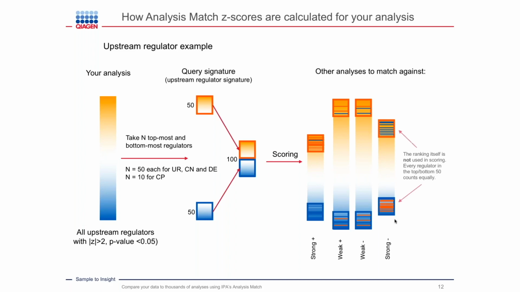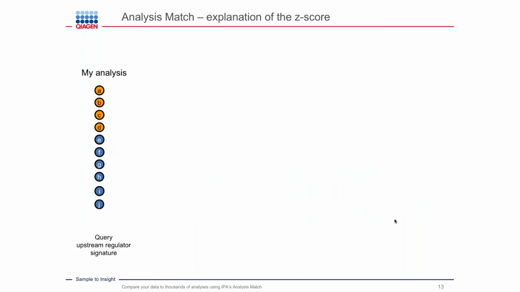And I just want to note that each gene counts equally within the top and the bottom 50 upstream regulators. So once you have some biological attribute or molecule that's in that top 50 or in that bottom 50 list for an entity, then the magnitude of their z-scores and their p-values are not considered when we're trying to make a match. Okay, so now what I want to do is let's take a look and see how the analysis match z-score is calculated after we've tried to make a match.